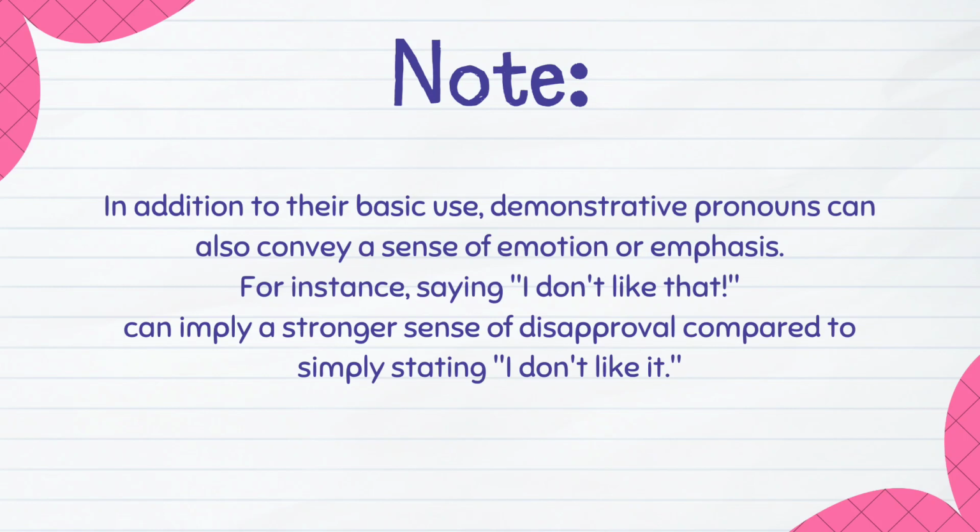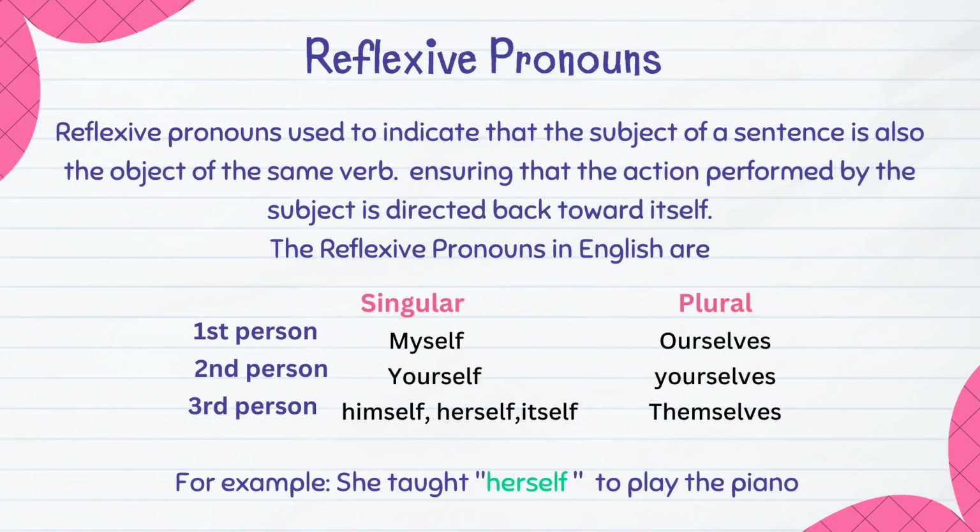Reflexive pronouns. Reflexive pronouns are used to indicate that the subject of the sentence is also the object of the same verb, ensuring that the action performed by the subject is directed back towards itself. They are essential for adding clarity and emphasis to sentences. Reflexive pronouns in English are, for singular, myself, yourself, himself, herself, itself. For plurals, ourselves, yourselves, themselves.